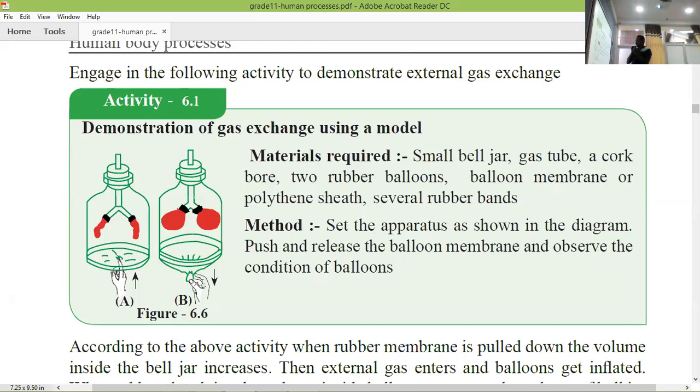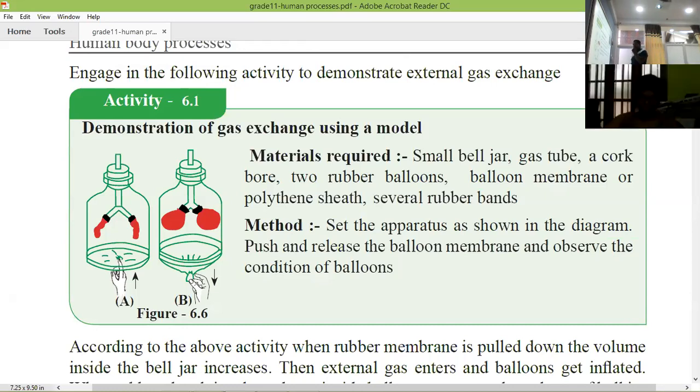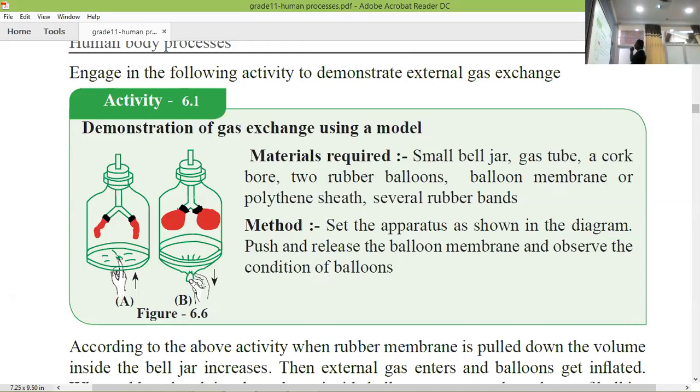Yes. This is an active model which is used to demonstrate the previous process. What was it? Inspiration and expiration. Very simple. We all made this in grade 7. We needed only two plastic bottles, two balloons, a balloon membrane, and a U-tube or a pen tube.